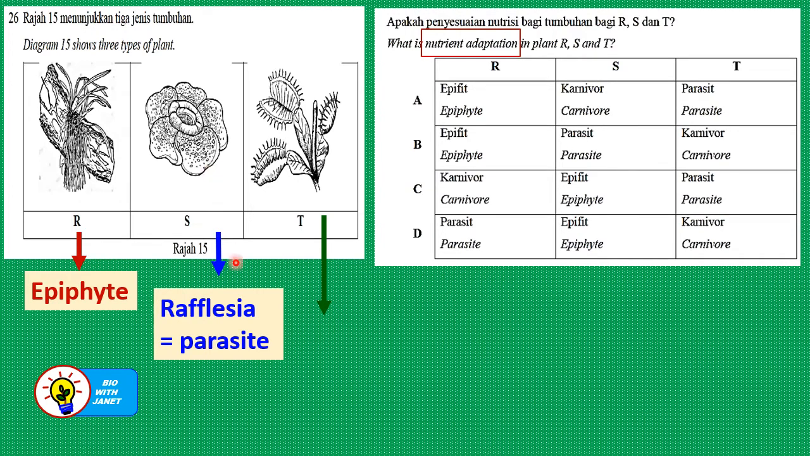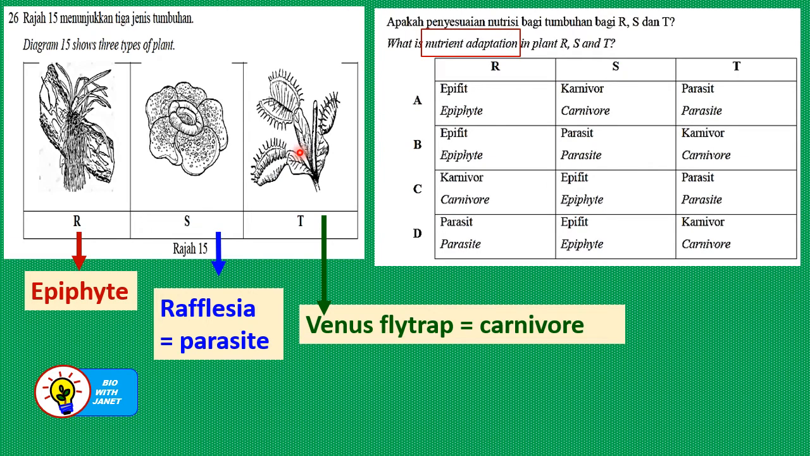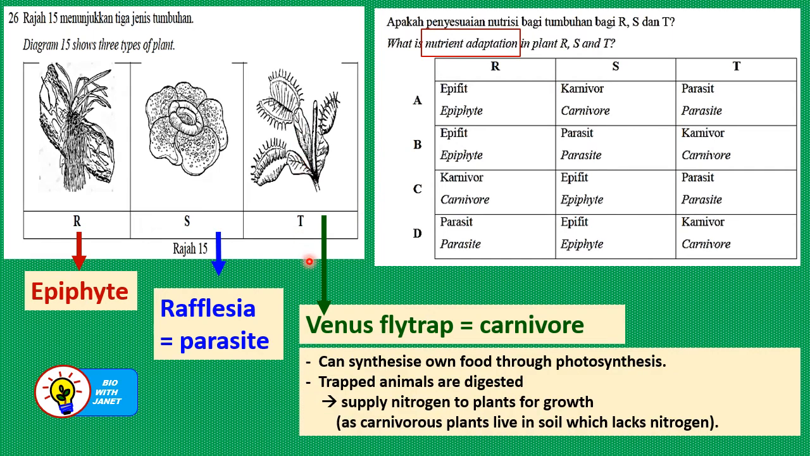And Rafflesia is a parasitic plant, okay, that obtains nutrients from its host tree, okay? And then this plant is the Venus flytrap, which is a carnivore. It can synthesize its own food through photosynthesis because it has green parts, but it also traps the animals, okay, in these structures, and the trapped animals are digested to supply nitrogen to these plants for growth, because these plants usually grow in soil which lacks nitrogen, right? So they obtain the nitrogen from the animals that they digest for healthier growth, right?